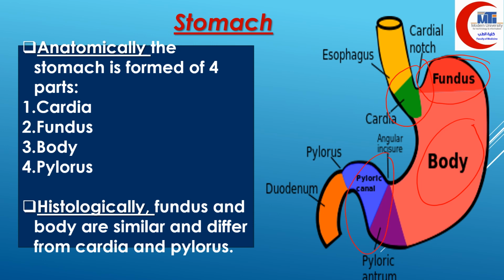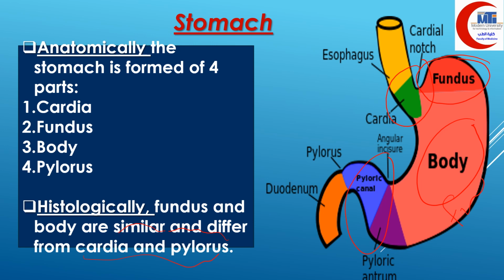Histologically, fundus and body have the same structure. Both are similar, so both of them are called fundus, while pylorus and cardia have the same structure, so we call them pylorus. So histologically, the stomach is divided into a fundus and a pylorus.